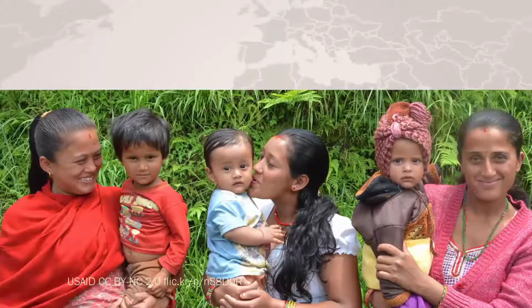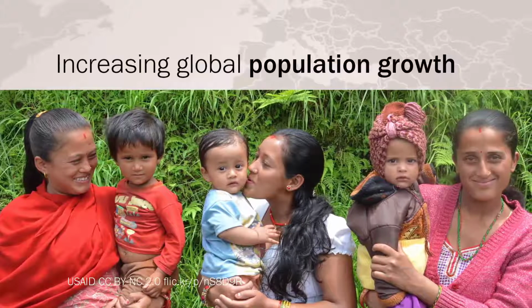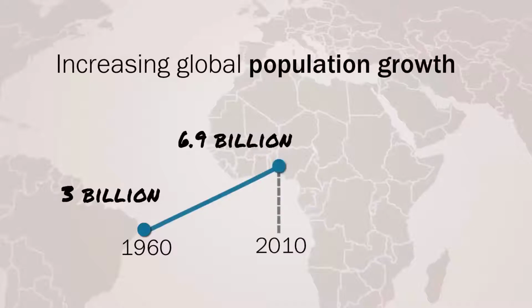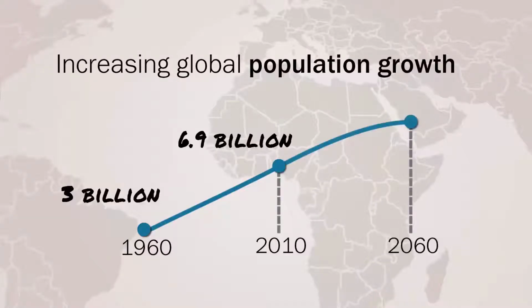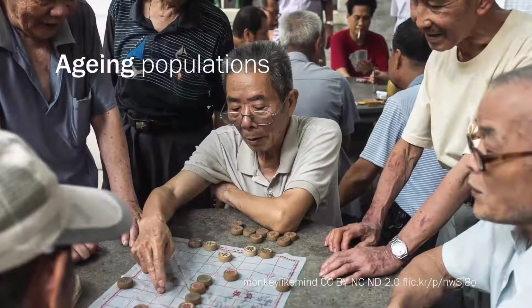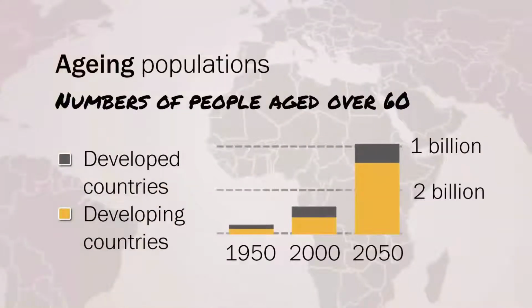A key global risk factor for visual impairment is increasing growth in the world's population. In 1960, the global population was approximately 3 billion people. In 2010, it was 6.9 billion. And by 2060, it is predicted to rise to nearly 10 billion people. A second key global risk factor is aging populations. Numbers of people aged over 60 are increasing, and especially in low and middle income countries. These two issues have huge implications for age-related blindness and for appropriate eye health service planning.